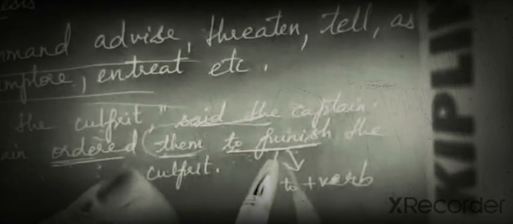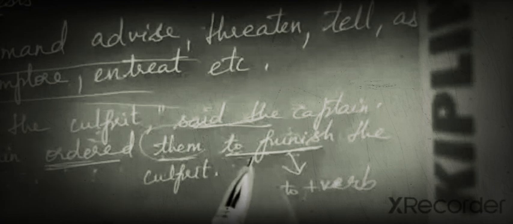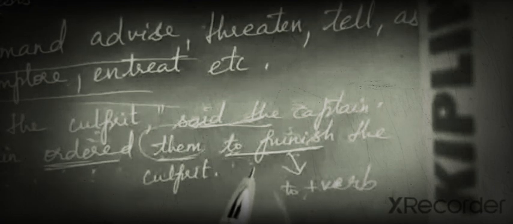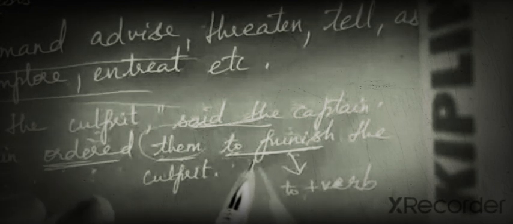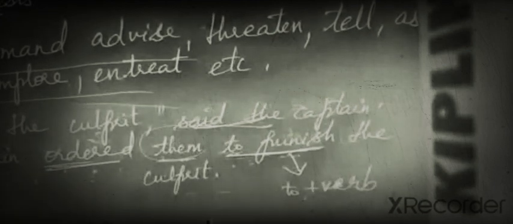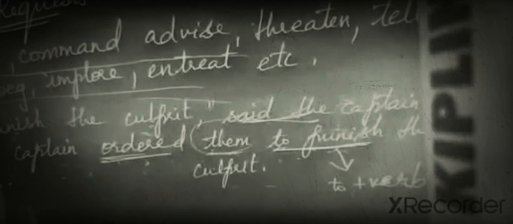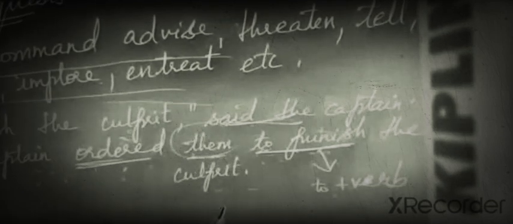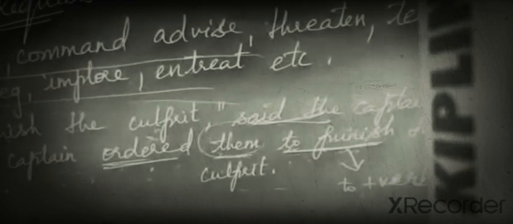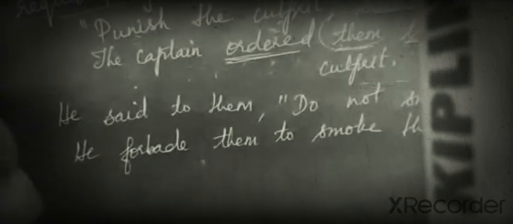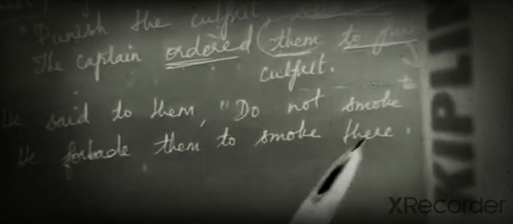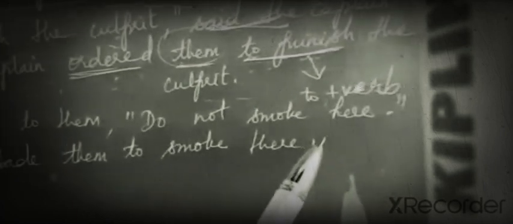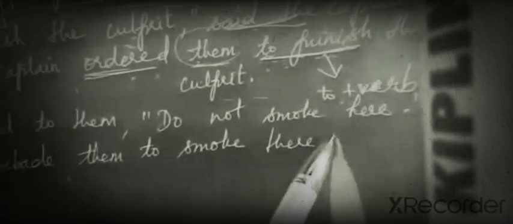So here we have an infinitive. You have to put to plus verb, then the remaining part, the culprit. Now it is making sense: the captain ordered them to punish the culprit. We'll do one more example so you'll have a better understanding. He said to them, do not smoke here.